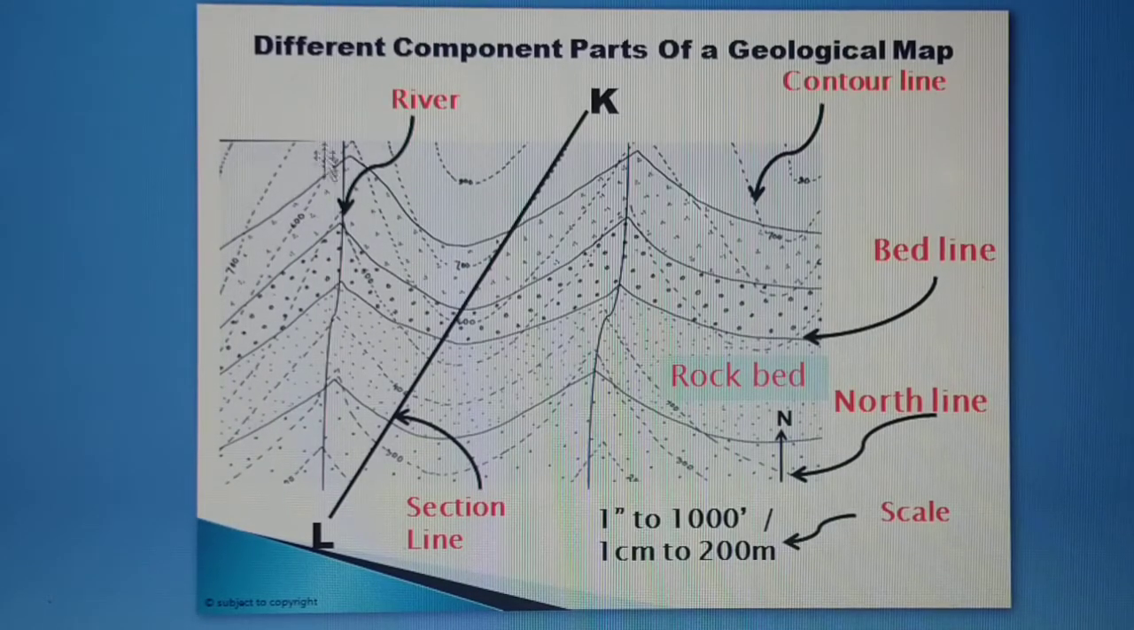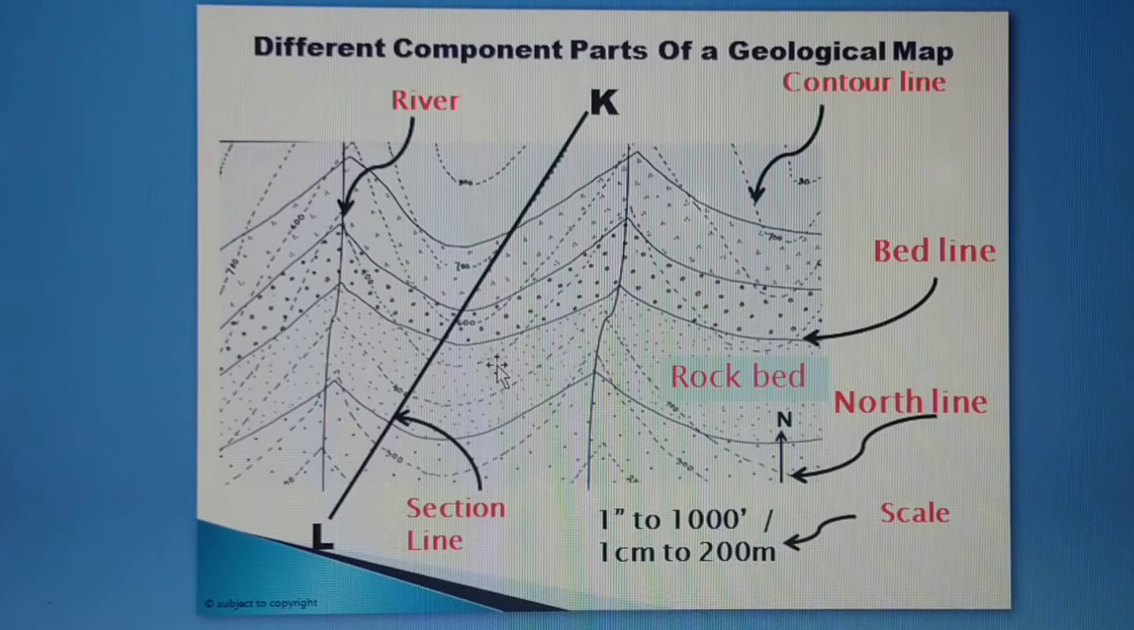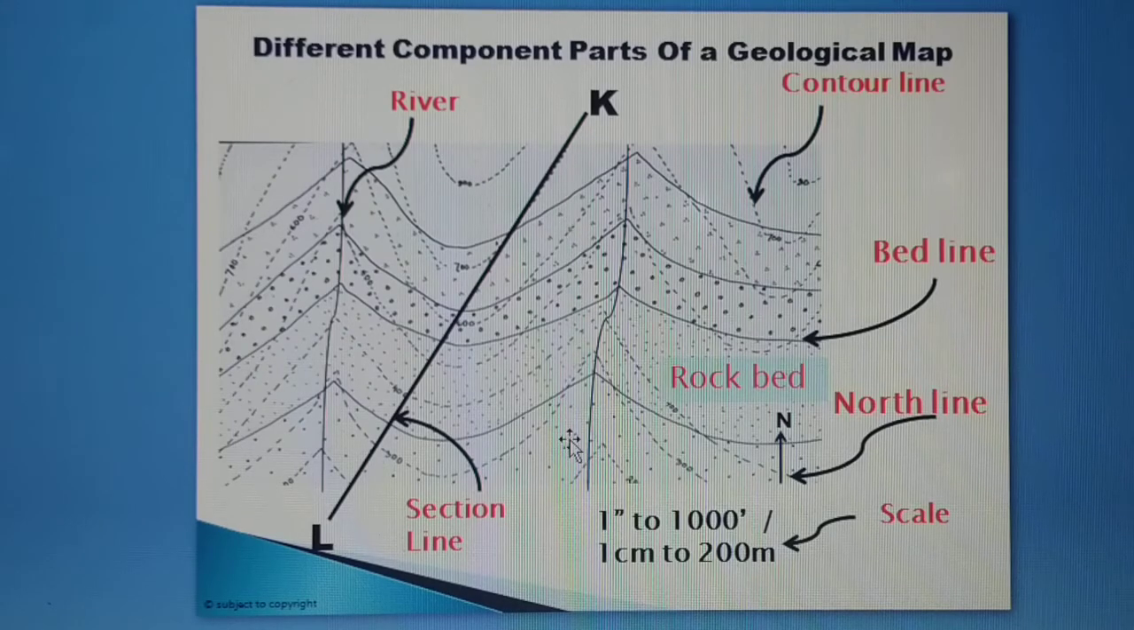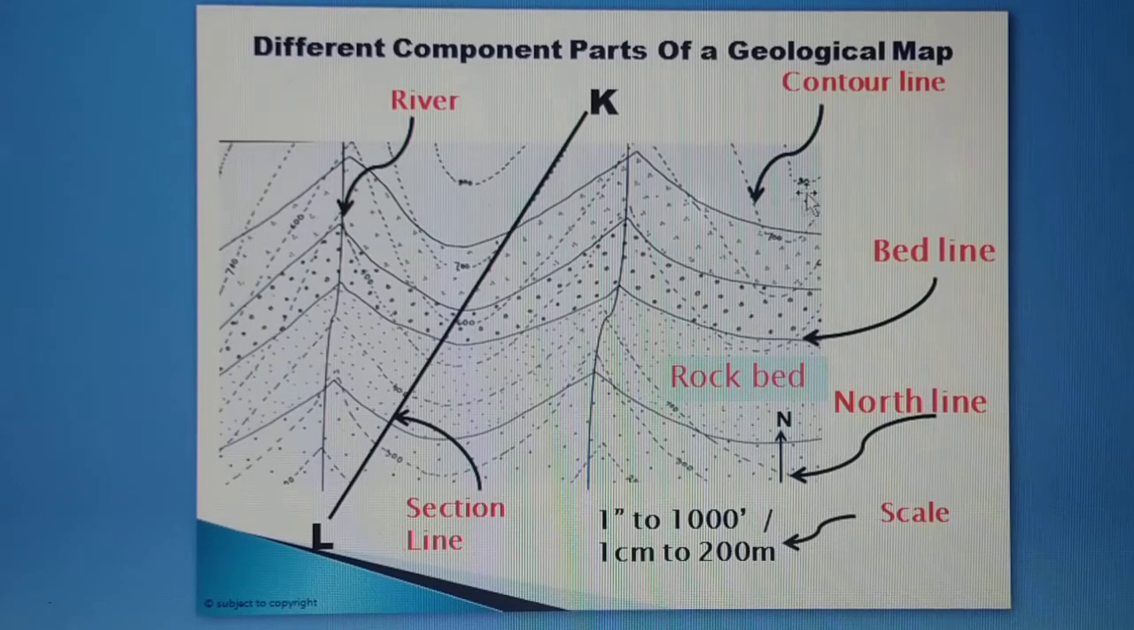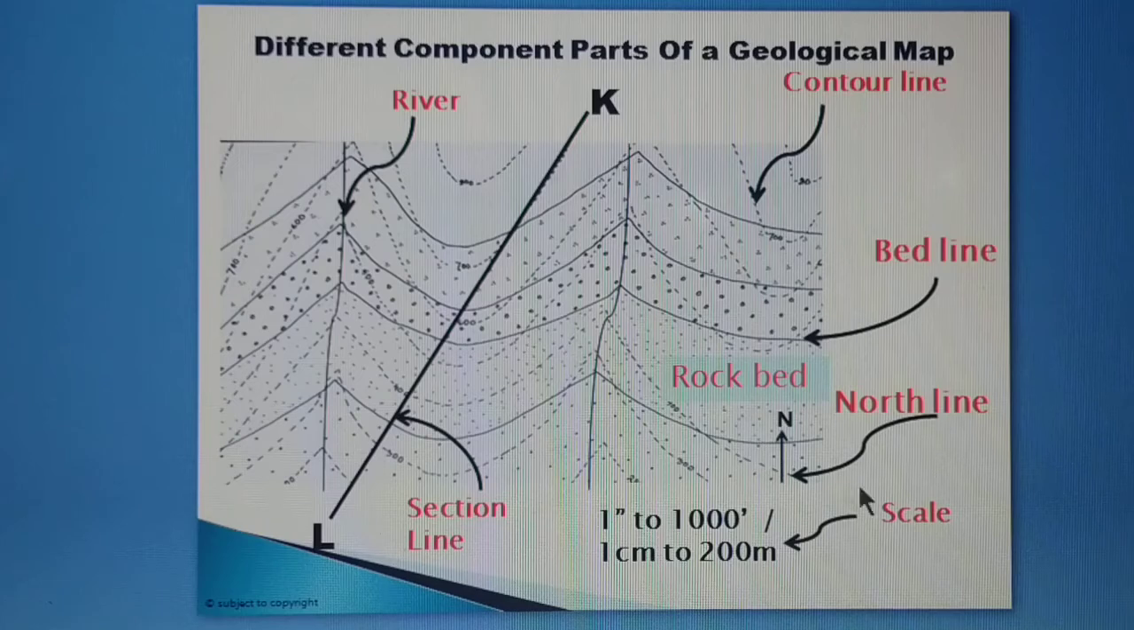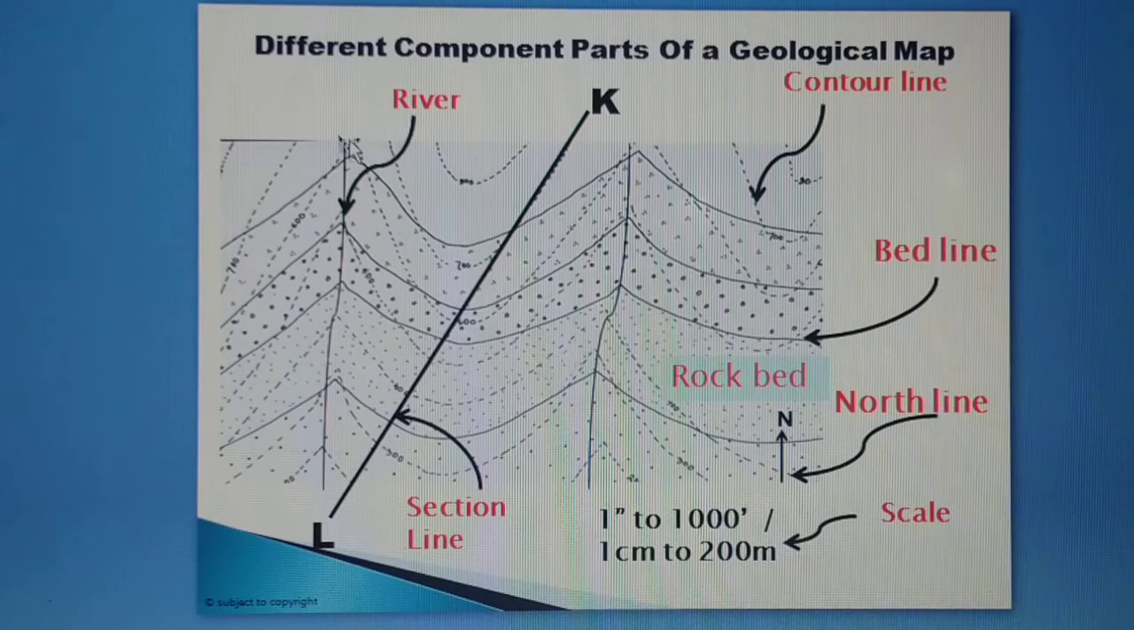You can see this is the river, this is a section line, these are the rock beds. So here 1, 2, 3, 4 and 5, altogether 5 rock beds. This line indicates the contour line, this is the bed line, this is the north line, and this one is the scale. Here some important things are, as it is a river, this is a continuous line, and these bed lines are also continuous lines.